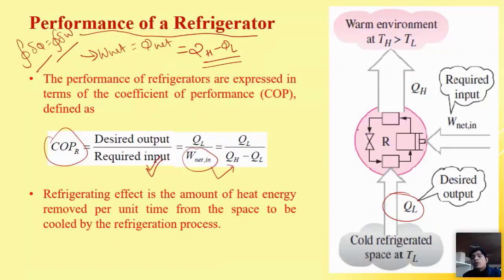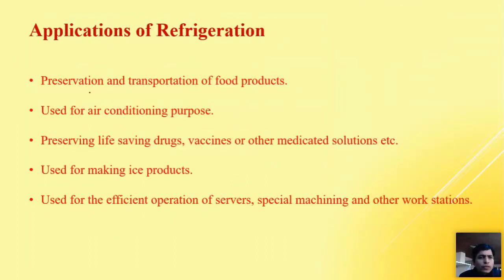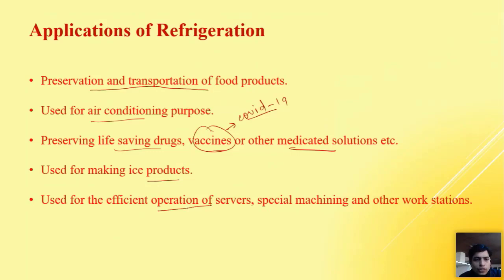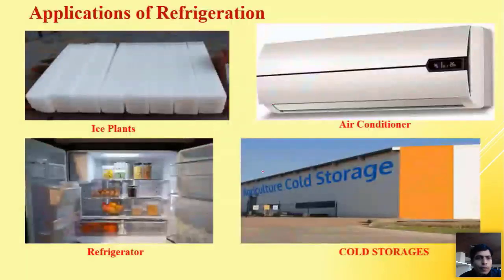A very important thing here is that all these cycles are anti-clockwise, as these are energy consuming cycles instead of energy producing cycles. The applications of refrigeration are preservation and transportation of food products, air conditioning, preserving life-saving drugs and vaccines, which is a very familiar word nowadays because of the COVID vaccines, and other medicated solutions. It is also used for making ice products like ice creams, and for efficient operation of servers, special machining, and other workstations. Basic examples are ice plants, air conditioning, cold storages, and refrigerators.